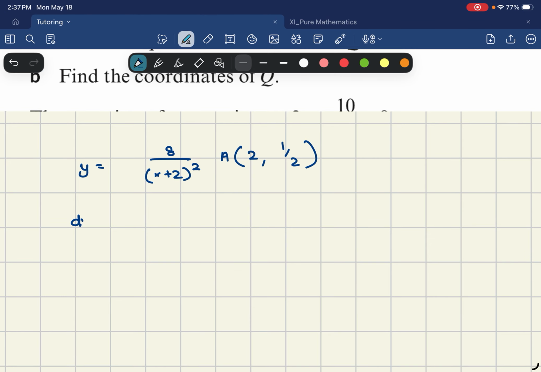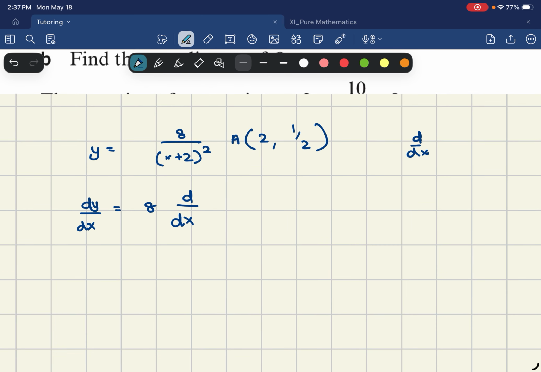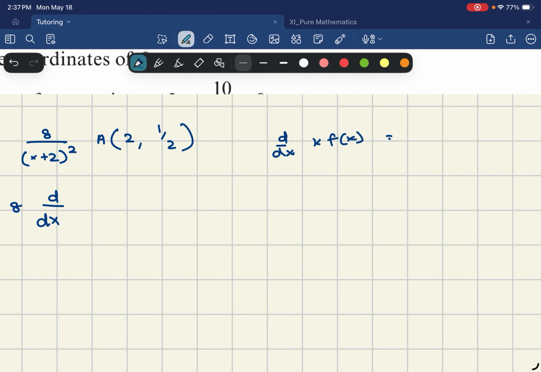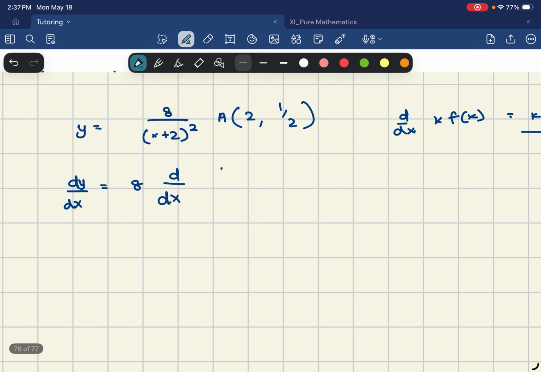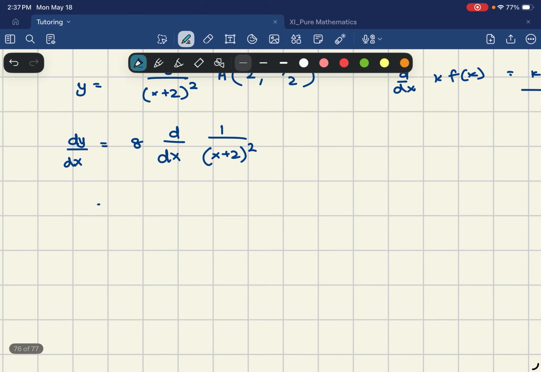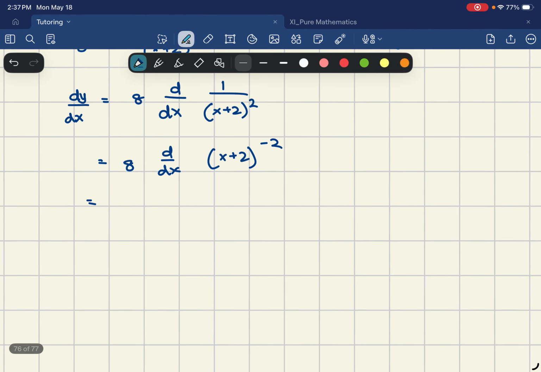So now let's find dy by dx. So dy by dx is 8. I can factor this 8 out, right? Remember, d by dx of k f of x is k d by dx of f of x, right? So this is the rule that we're using here. So 8 times d by dx of 1 over (x plus 2) squared, that is d by dx of (x plus 2) to the power minus 2. And now we can use the power rule.